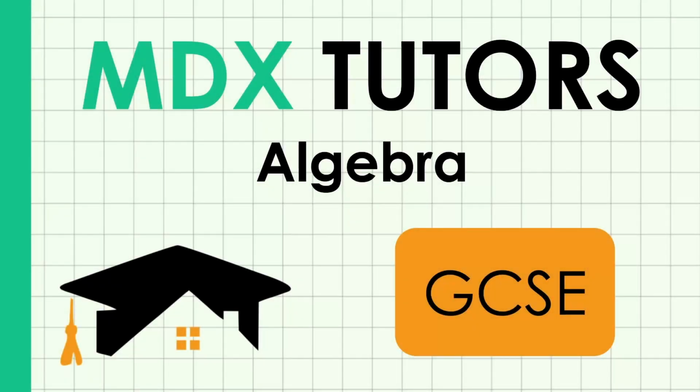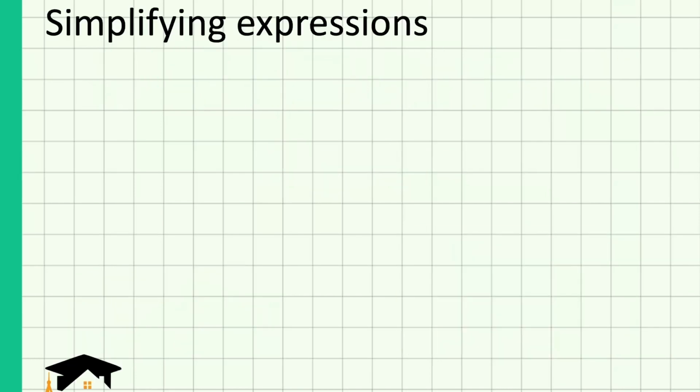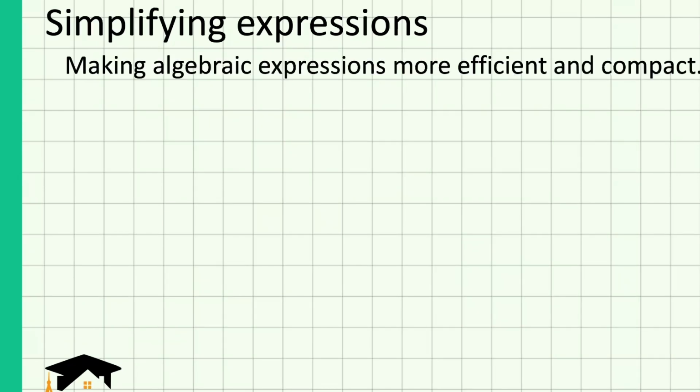In this MDX Tutors video, we're going to learn everything that you need to know about the algebra section for the GCSE. Let's start with simplifying expressions. Simplifying expressions is making an algebraic expression more efficient and compact. We usually do this by putting together like terms.